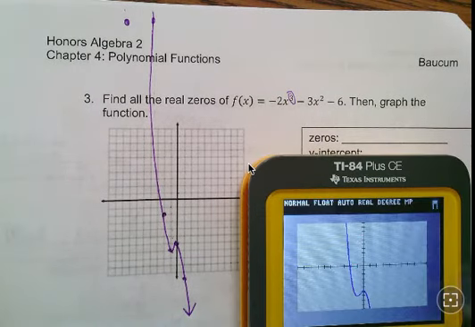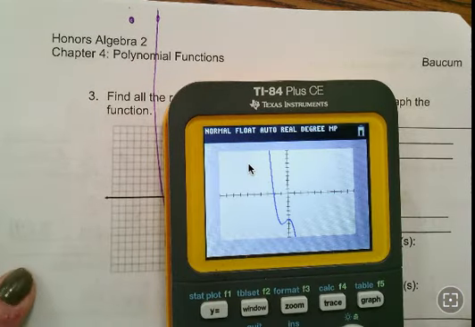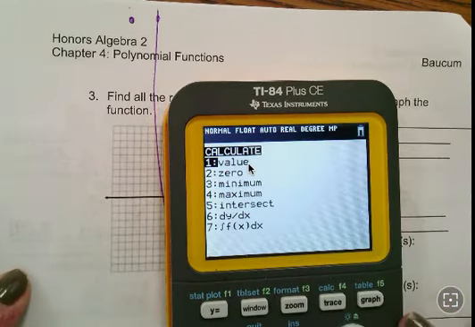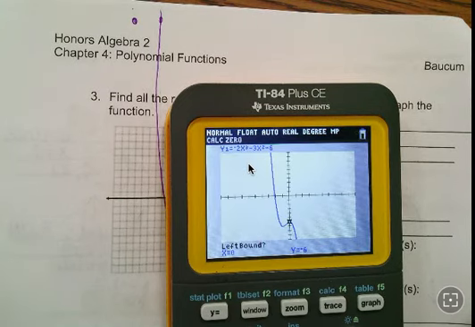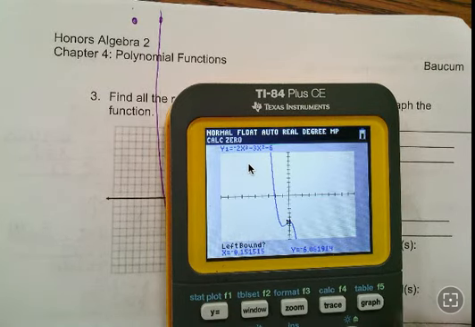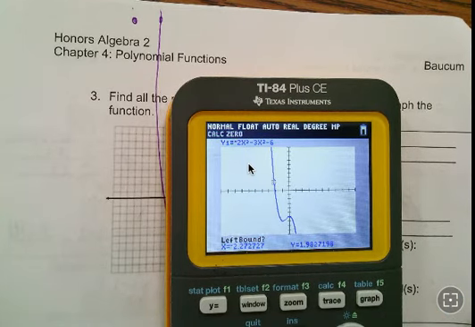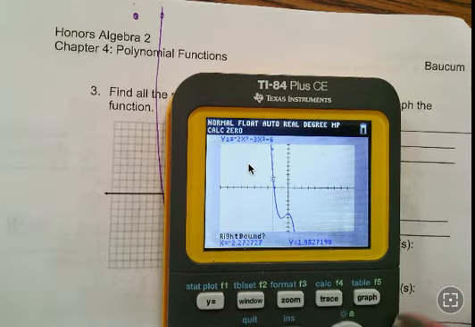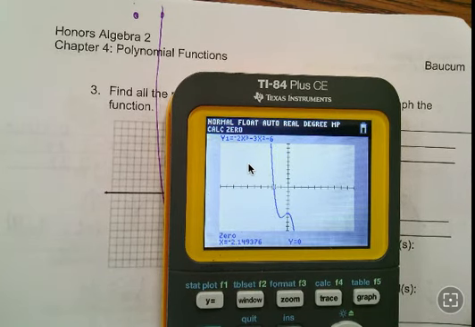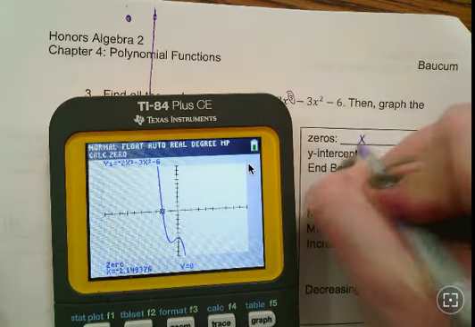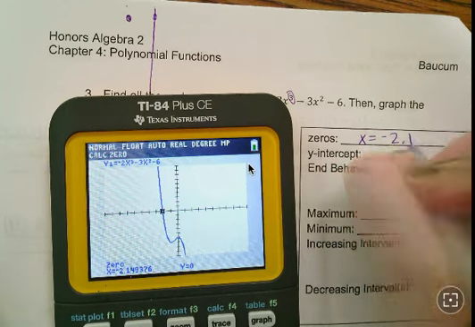And so in order to find this zero, though, we're going to have to use the zero function on the calculator. So this is where we hit second trace. We choose zero. And then it asks for the left bound. So we need to move our arrow until before we cross the x-axis. Click Enter. Then move the arrow again and click Enter. And then click Enter again. That gives you the zero. And that's at negative 2.1. Okay. So there's only 1 zero here that we need to write down, and it's at negative 2.1.